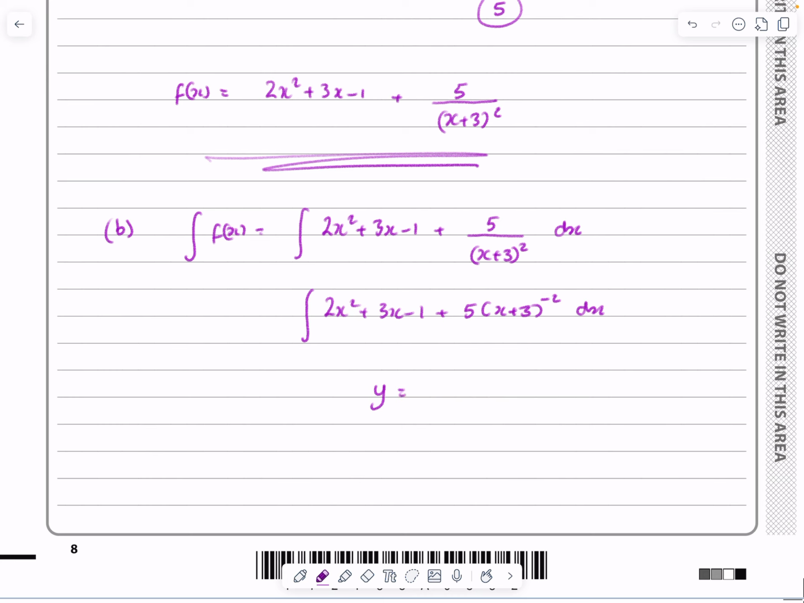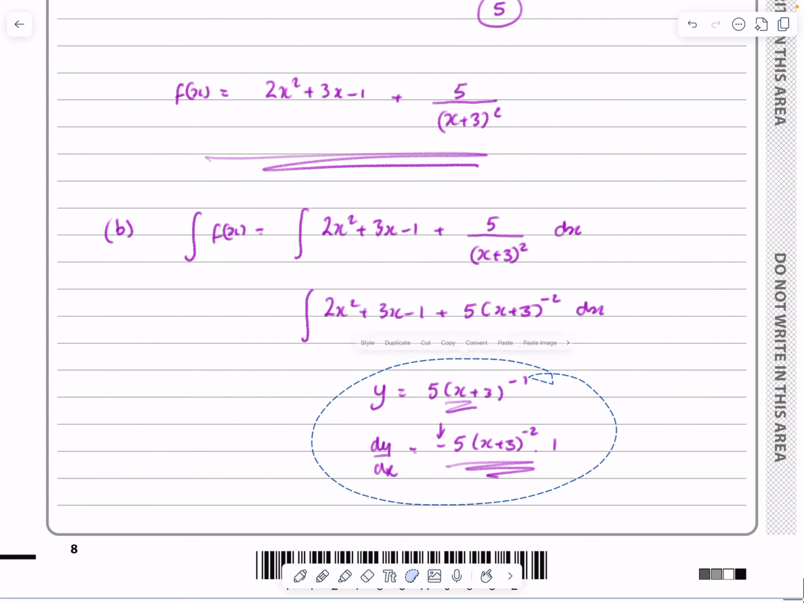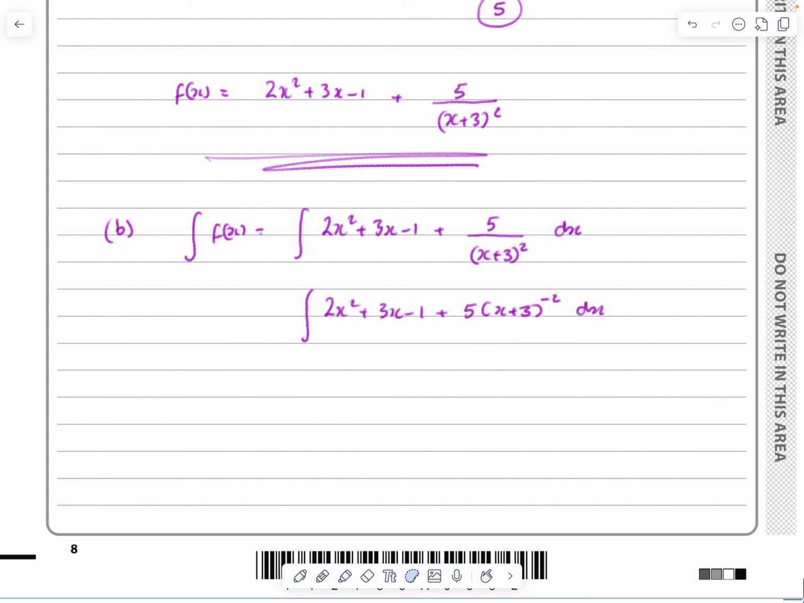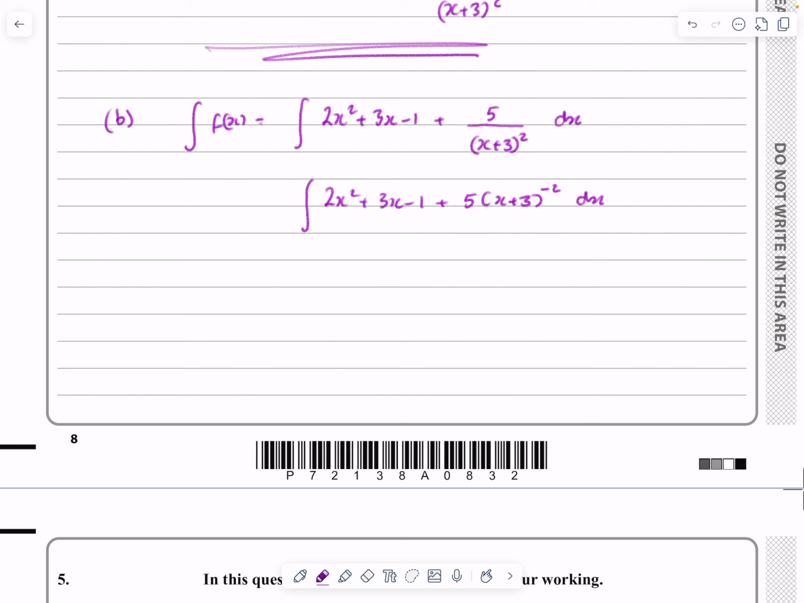So you can say, well, I think that the integral is 5(x plus 3) to the minus 1. Let's differentiate that. If I differentiated that, I'd get minus 5(x plus 3) to the minus 2, multiplied by the differential, but multiplied by 1 there, which means we know the integral of that is equal to that, so we've just got the minus that we need to take care of in here. If you're not sure about that, go and have a look at some of my other videos on integration in particular. I'm going to get rid of that bit here, just for the length of this video.